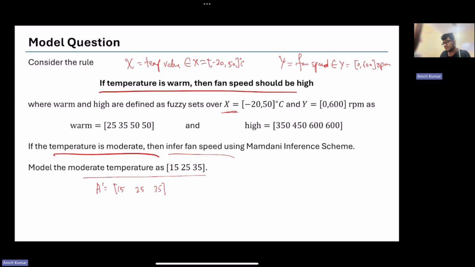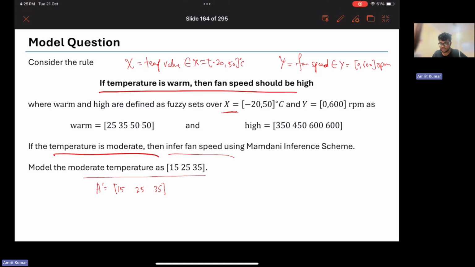And we are required to infer fan speed using Mamdani inference scheme. Okay, so let us plot this first. And by the way, this is our fuzzy set A. I hope you are able to identify that. And this is our fuzzy set B. So this is the antecedent fuzzy set, right? It appears in the antecedent. And this is our consequent fuzzy set. This appears in the consequent part of the if-then rule.